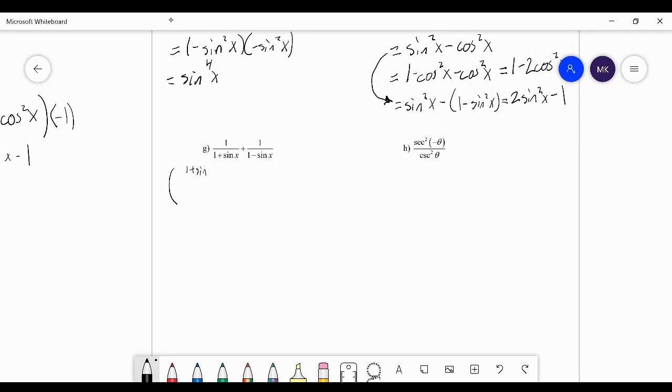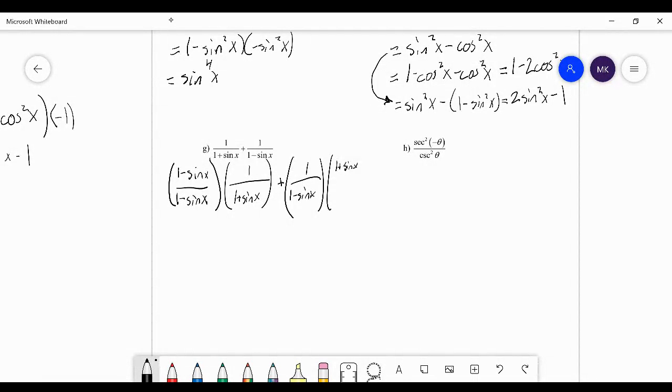1 plus sine x over 1 plus sine x times 1. Oops. Let me start that over. 1 minus sine x over 1 minus sine x times 1 over 1 plus sine x. Right, so that's just multiplying the left side here by the denominator of the right side. And we have plus 1 over 1 minus sine x times 1 plus sine x over 1 plus sine x.